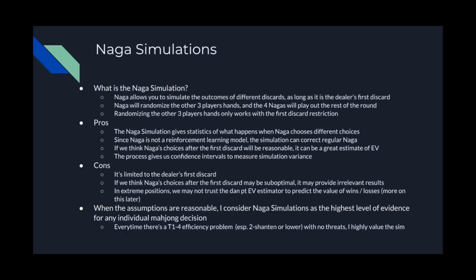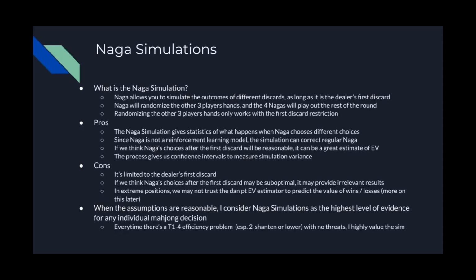So the cons: it's very limited. You can only do it with the dealer's first discard. If we think Naga's choices might be suboptimal after a first discard, it might be an irrelevant simulation. And in extreme positions, we might not trust the Dan point EV estimator. We will talk about this later.